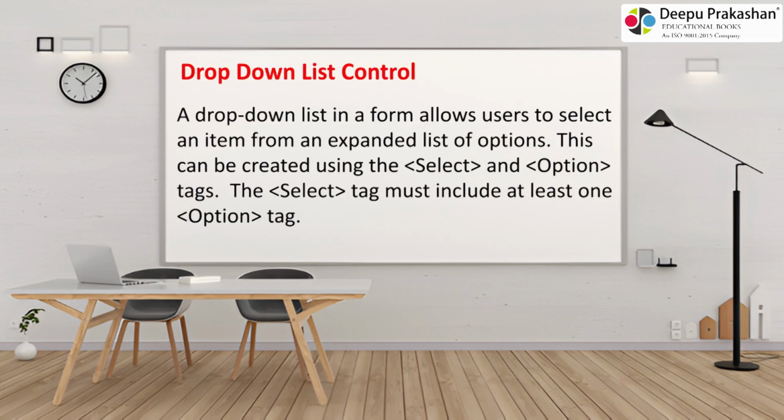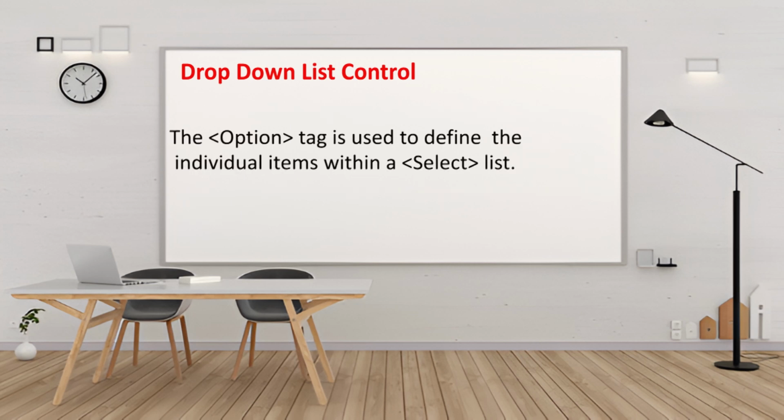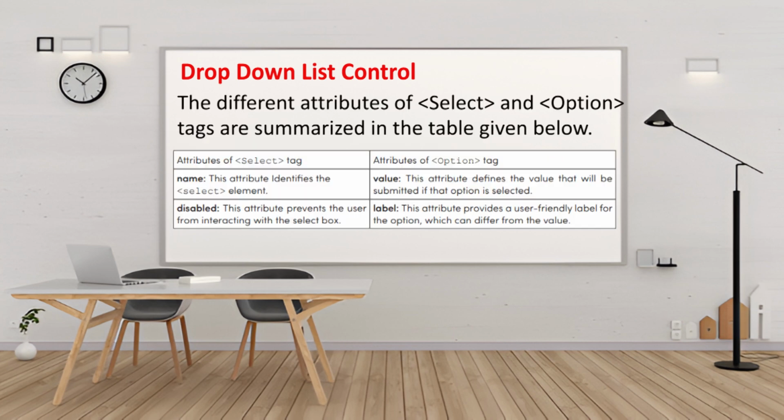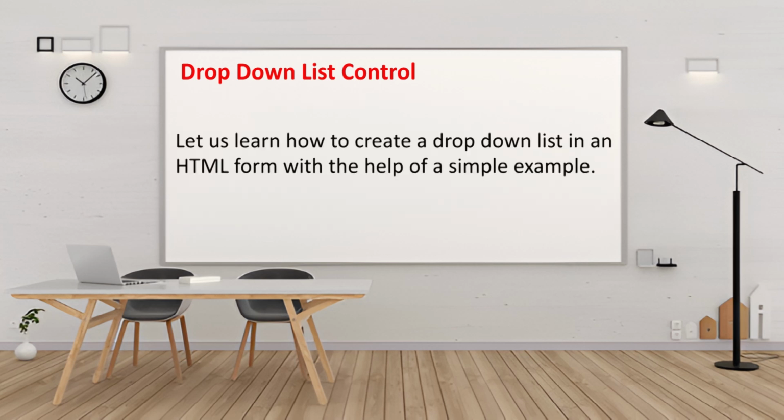Example: output. Drop-down list control. A drop-down list in a form allows users to select an item from an expanded list of options. This can be created using the select and option tags. The select tag must include at least one option tag. The option tag is used to define the individual items within a select list. The different attributes of select and option tags are summarized in the table given below. Let us learn how to create a drop-down list in an HTML form with the help of a simple example.